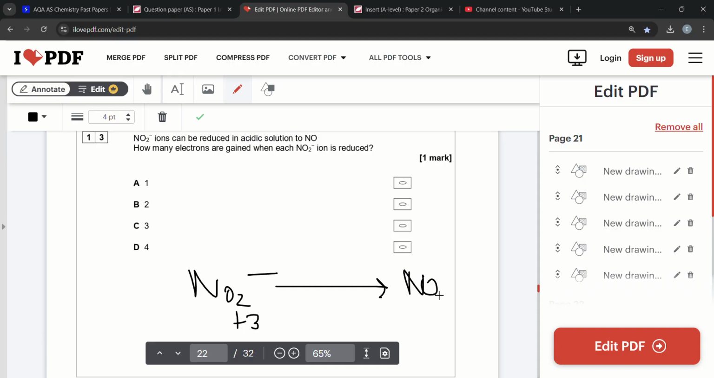to +2. Well, oxygen is -2. And yeah, so the answer is going to be A. And it makes sense. We go from -1 charge to overall charge of 0. So we go from -1 to 0. So we're adding an electron. So that's probably the simplest way to look at it, maybe.